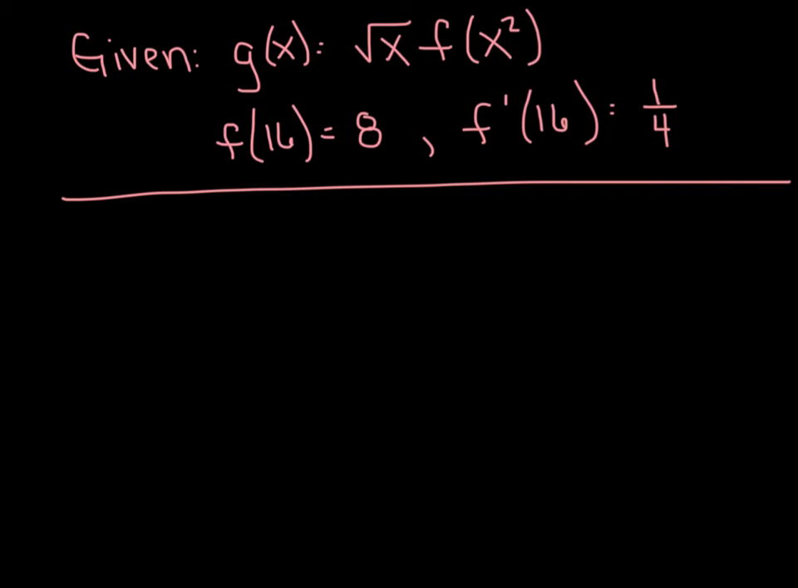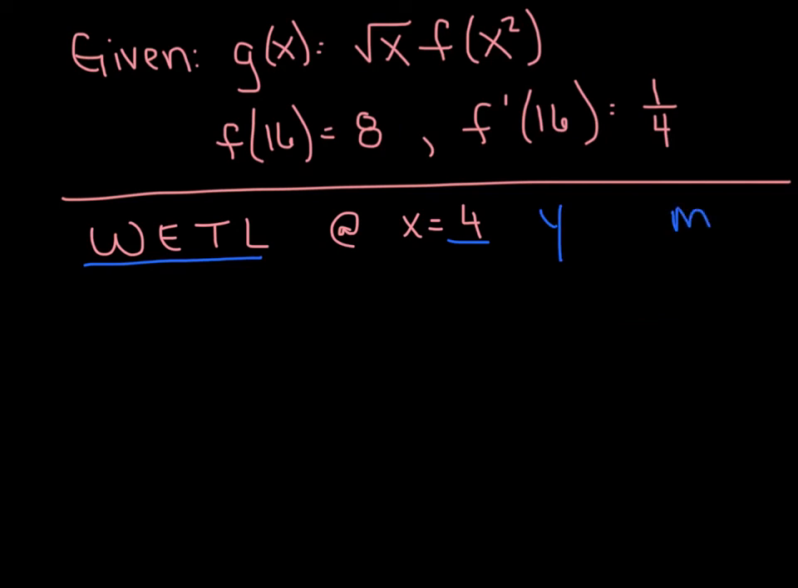What they're asking us to do is to write the equation of a tangent line to g at x equals 4. So as soon as they tell me to write the equation of a tangent line, I'm already thinking point-slope form. I'm thinking not only do I need my x value, but I also need my corresponding y value, and I also need my slope. So I'll go ahead and find that y value first and foremost.